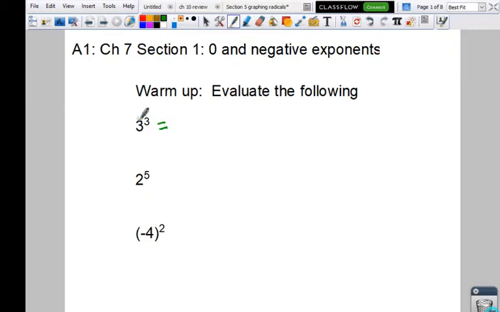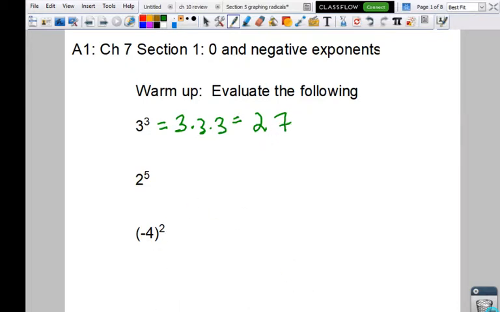So remember, 3 to the third is 3 times 3 times 3, right? You've got to be careful. A lot of people, like half of the people, did 3 squared and got 9, which is not right. It's 3 times 3 times 3, which is 27.